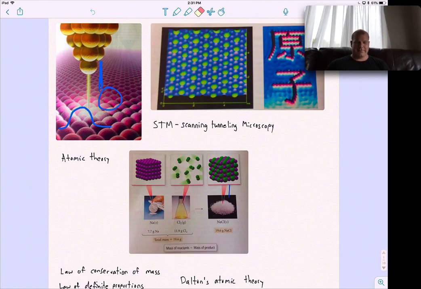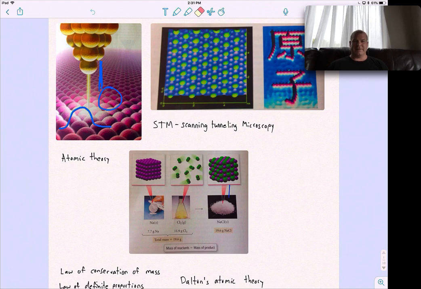Well, hello, welcome back. We're in chapter 2 now, talking about atoms. I mentioned this in the last lecture ever so briefly, but talking about atomic theory. And let me tell you about a technique called STM, or scanning tunneling microscopy.